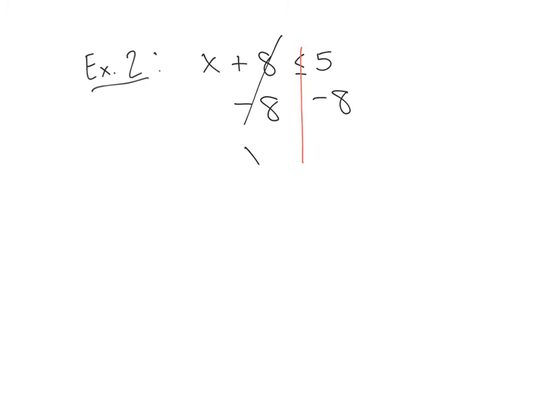And when I do that, on the left I get x, and on the right I get 5 subtract 8. So 5 subtract 8, I could do that with a plus minus chart. Really quickly, solve that one out on your own. 5 subtract 8.